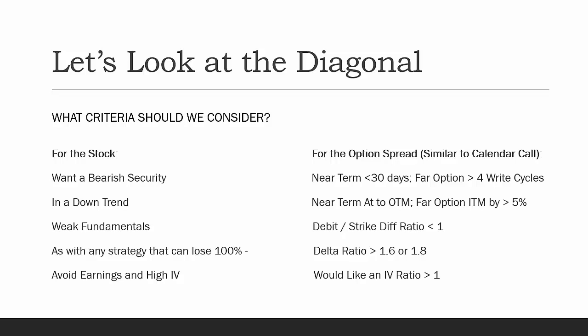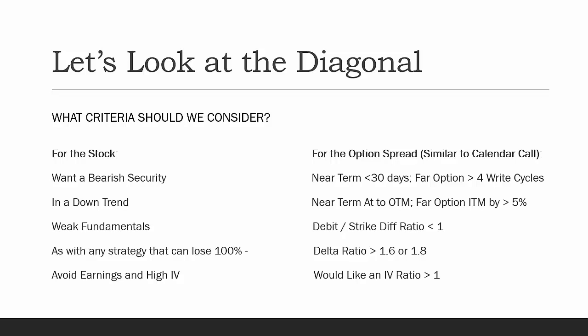The far option that we're buying, what we typically want is that option to be far enough out in time to have at least 4 write cycles. What does that mean? That means technically I can write an option 4 times before we reach the far term expiration date. So if my near-term option, I'm selling a 30-day out put for my diagonal put spread, I'd want the long option to be at least 120 days out in time. If I'm selling a weekly that's 5 days out, I typically want to be 20, 25, maybe 30 days out in time to give myself at least 4 write cycles every week against that longer option.